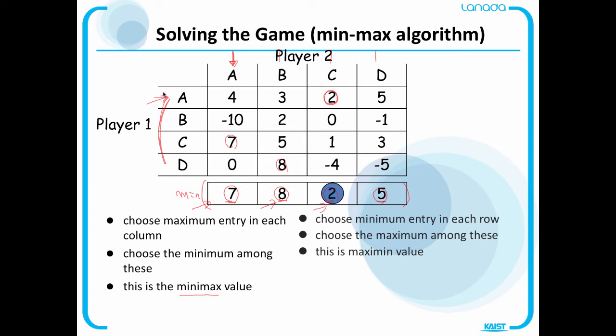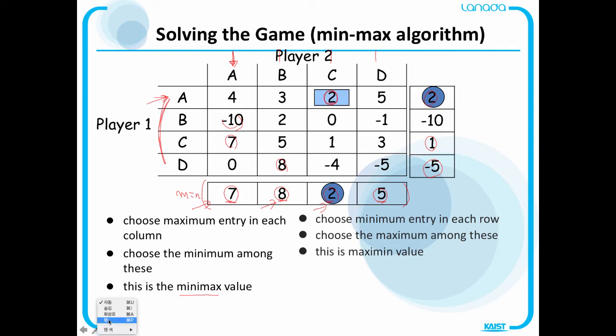I'm sort of thinking about the safe strategy in some case. So these are the minimum, right? There's 2, and in this case minus 10 and 1 and minus 5. And then I compute the maximum value. So I do the maximum of all this, which is the maximin, right? Okay?